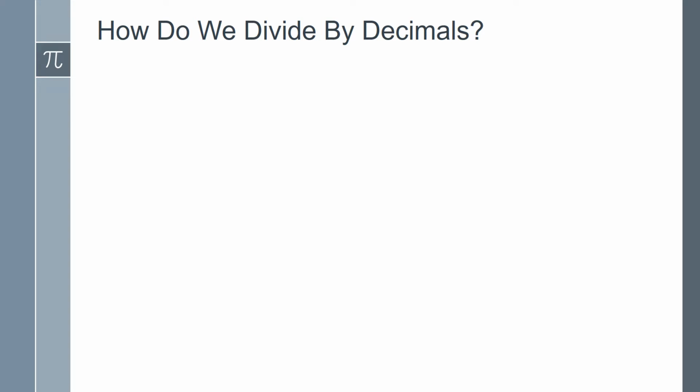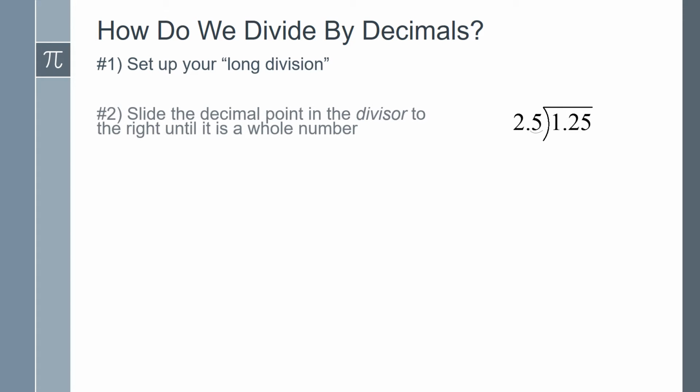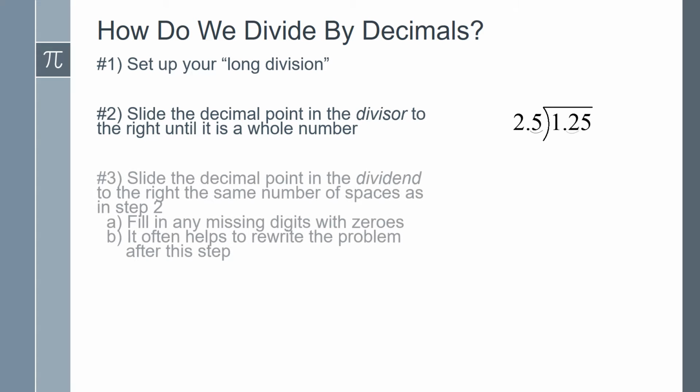We need to start by talking about the algorithm. The first thing that we need to do is set up a long division problem the same as we would with whole numbers. So in this case, we'll look at 1.25 divided by 2.5. Next, we slide the decimal point in the divisor to the right until it is a whole number. In this case, that means we need to slide it one spot to the right. Then we'll slide the decimal point in the dividend to the right the same number of spaces as in step 2. So once again, we slide the decimal point one spot to the right.